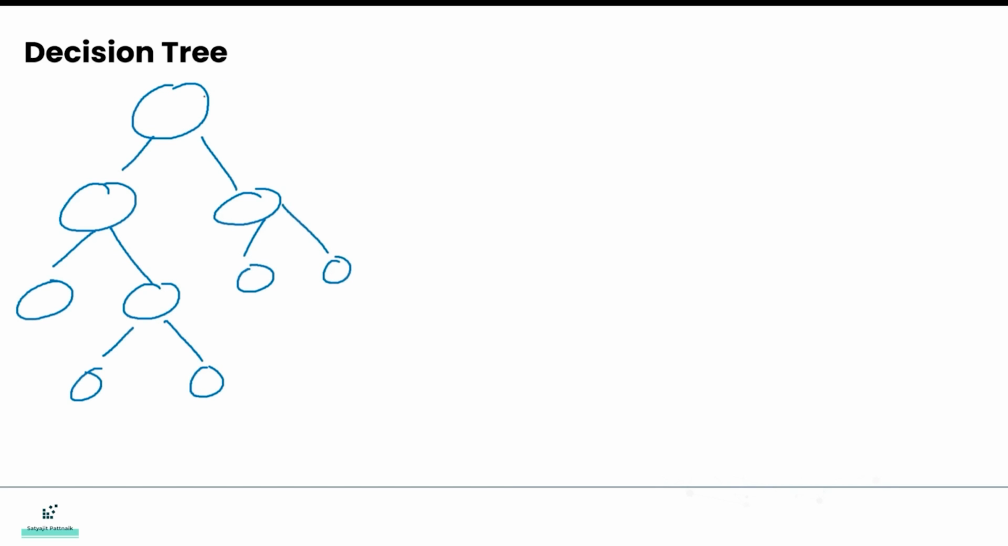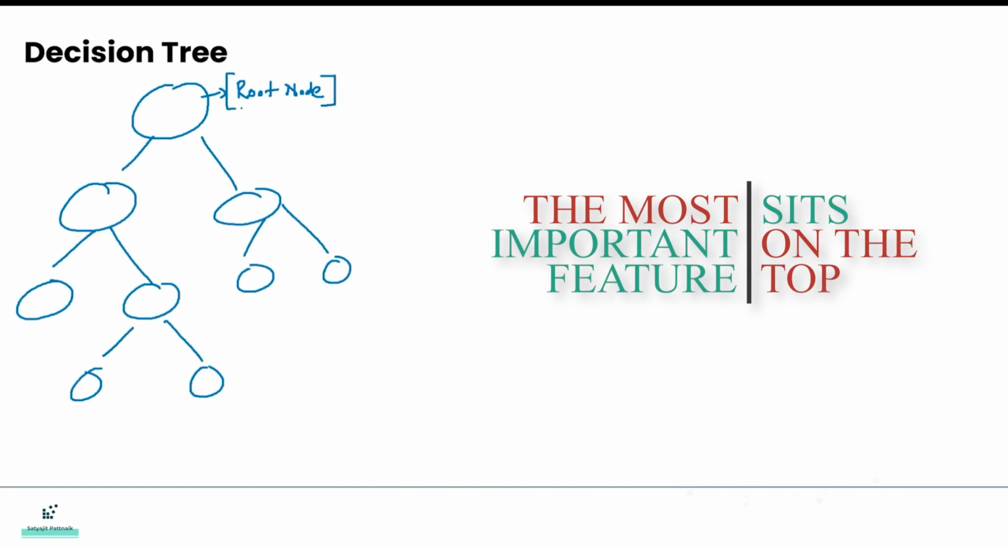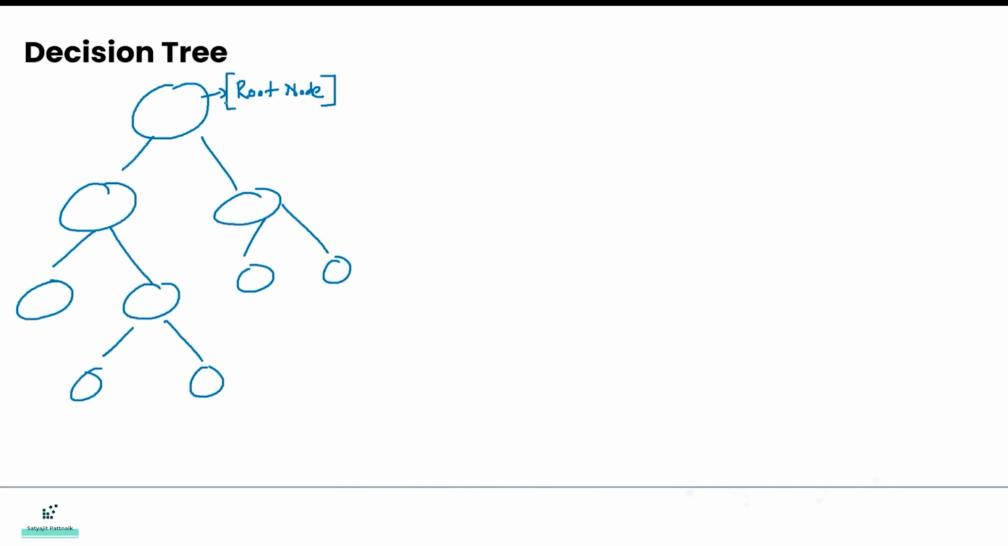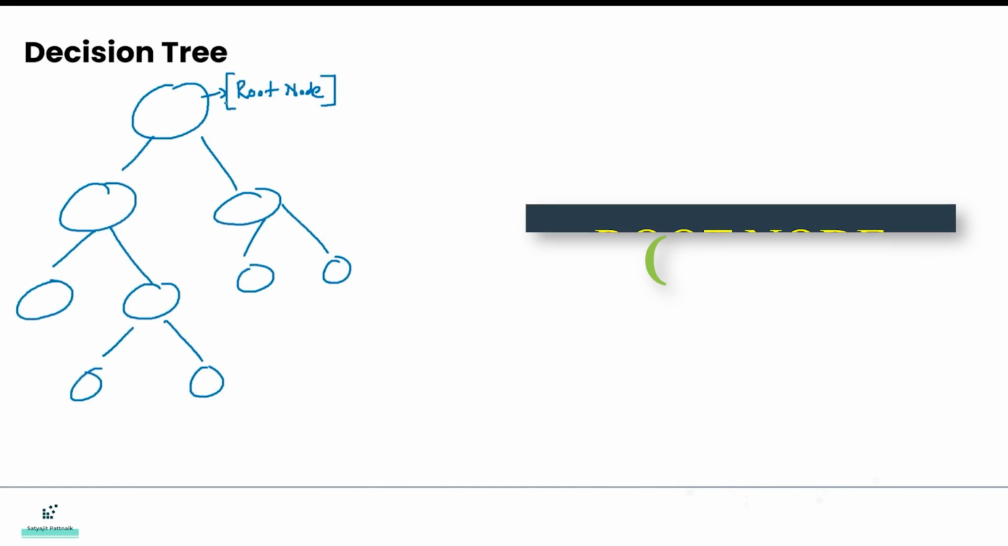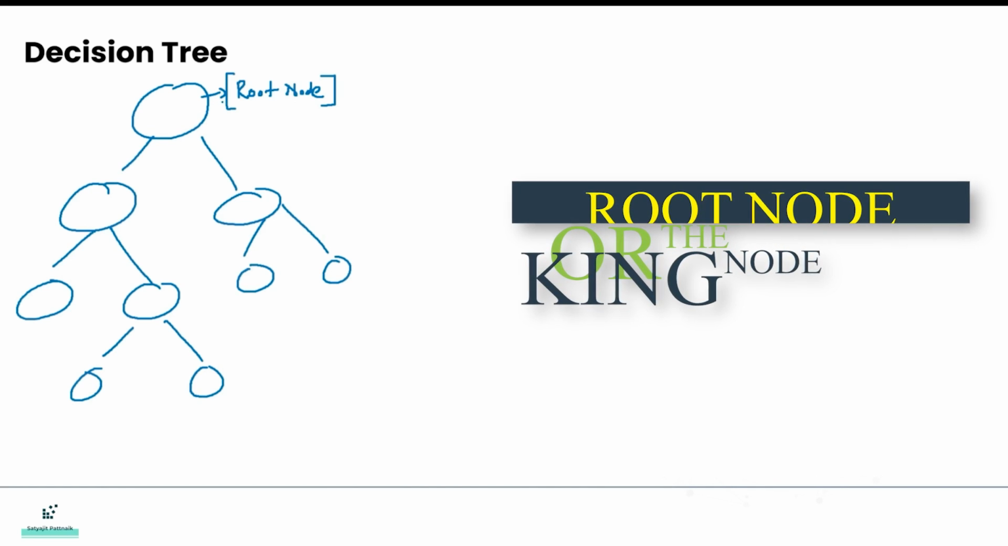The top node, this particular node, is called the root node. Normally, the most important feature sits on top. In the previous example, salary was my topmost feature. That means salary is the topmost feature based on which I will take my decision whether I will join this company or not. That becomes your root node, or the king node.